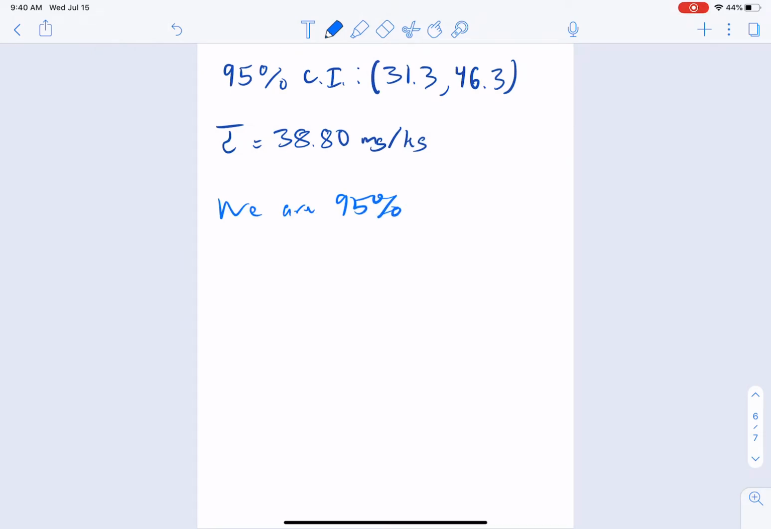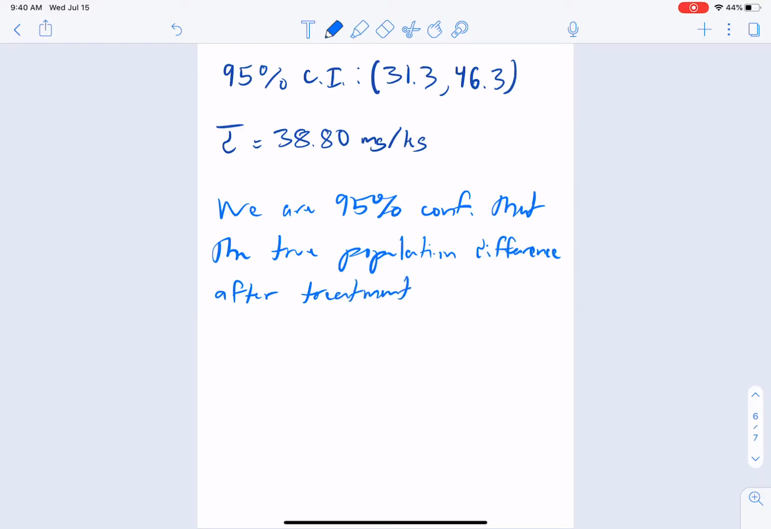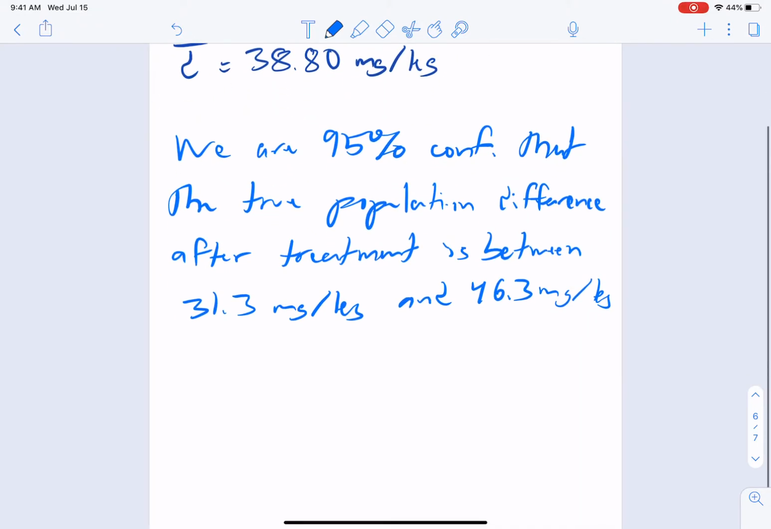So we are 95% confident that the true population difference after treatment is between 31.3 milligrams per kilogram and 46.3 milligrams per kilogram. If you can read my handwriting, good Lord, that looks awful, and I'm so sorry. Trying to be fast here so I don't take up all your time. So we are 95% confident that the true population difference from the treatment is between 31.3 milligrams per kilogram and 46.3, right?